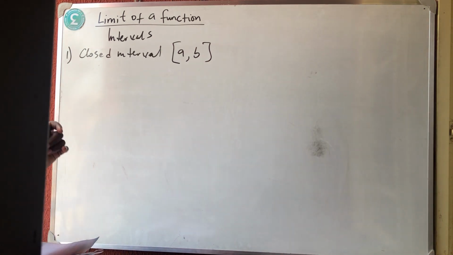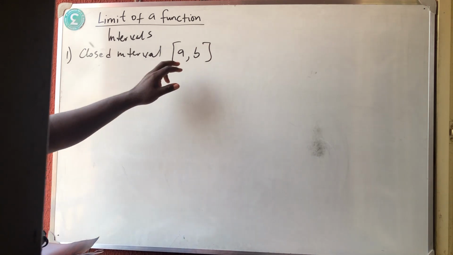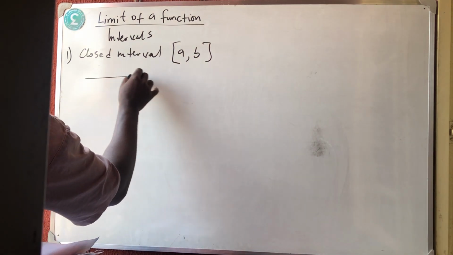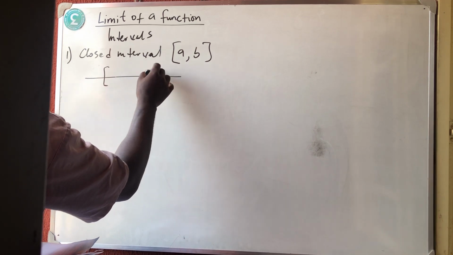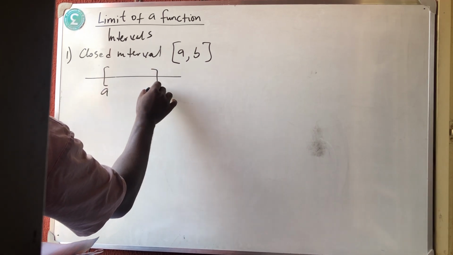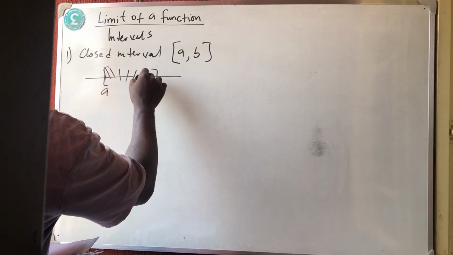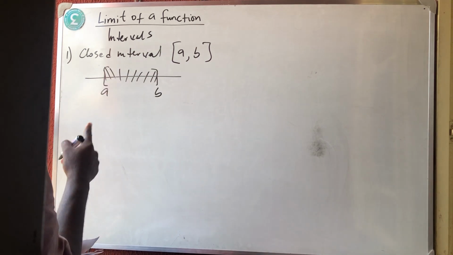Now, this means that everybody is involved, that is from A to B. So if I draw it like this, this is the representation. Here is A, here is B. So it's from here till that B, from A to B.